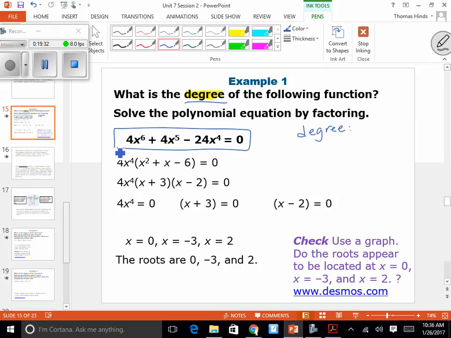Alright, so I'll say out loud what the degree of this polynomial is. 6 is correct. The largest exponent in the polynomial is the degree. So again, if you know what you're looking for, if they give you that form, the degree is nice and easy.